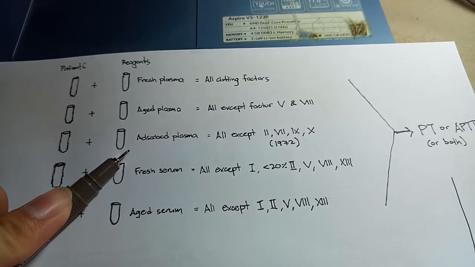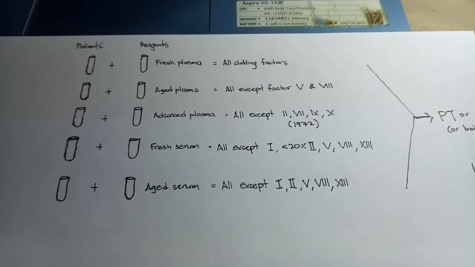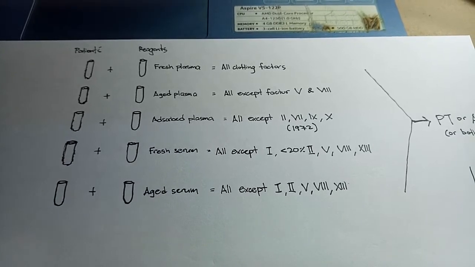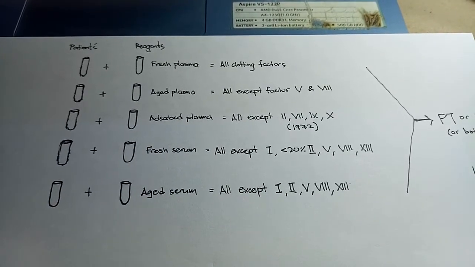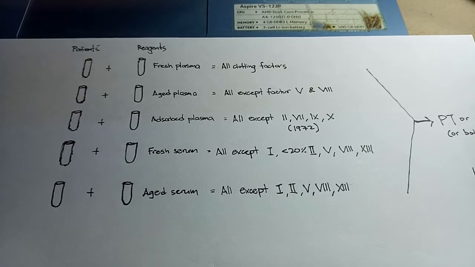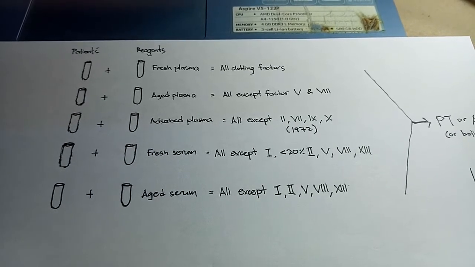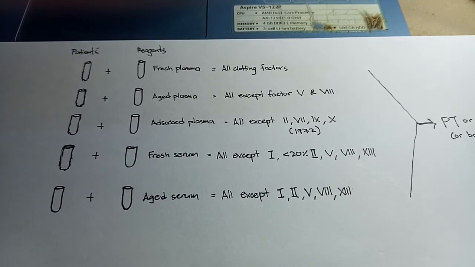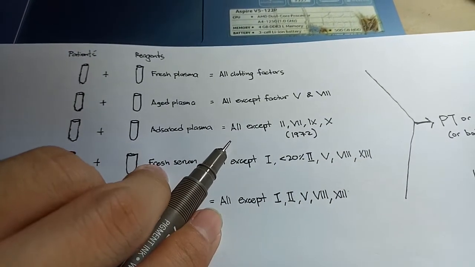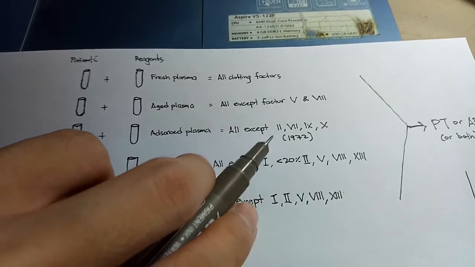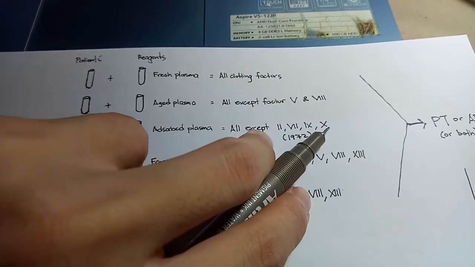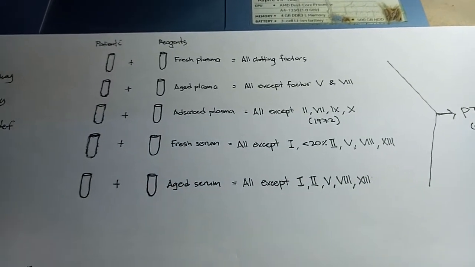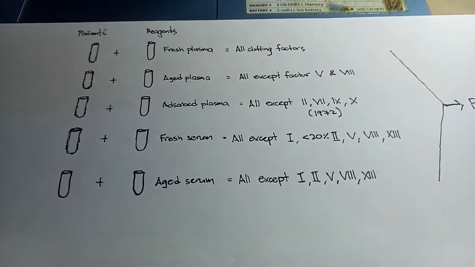Okay? Yung adsorbed plasma, once the plasma is treated with barium sulfate and aluminum hydroxide, okay, yung vitamin K dependent factors, coagulation factors will be lost. Okay, so the adsorbed plasma contains all coagulation factors except factor 2, 7, 9, and 10. Shortcut is 1972. Okay, so next is the fresh serum.